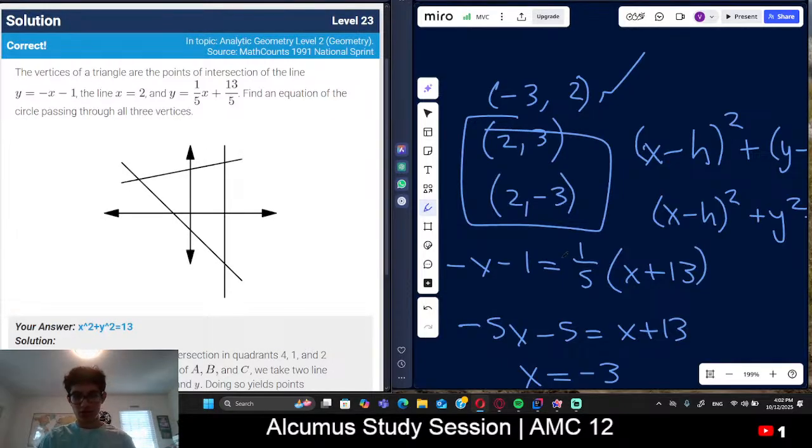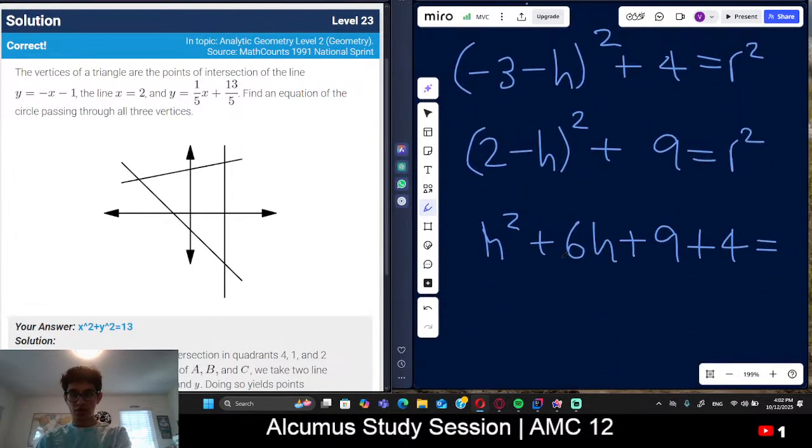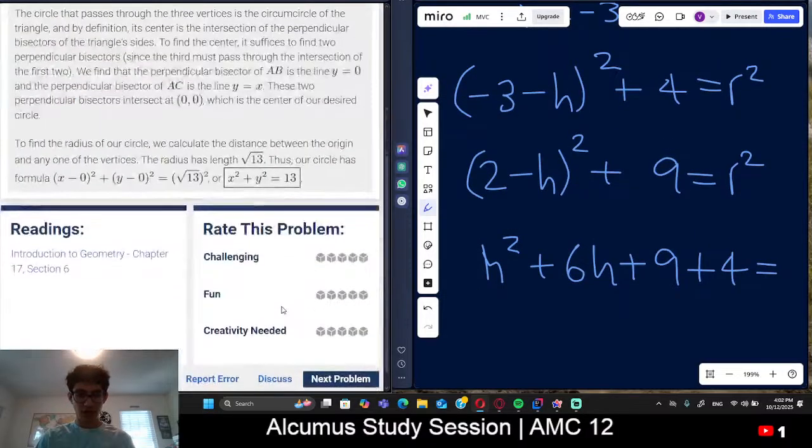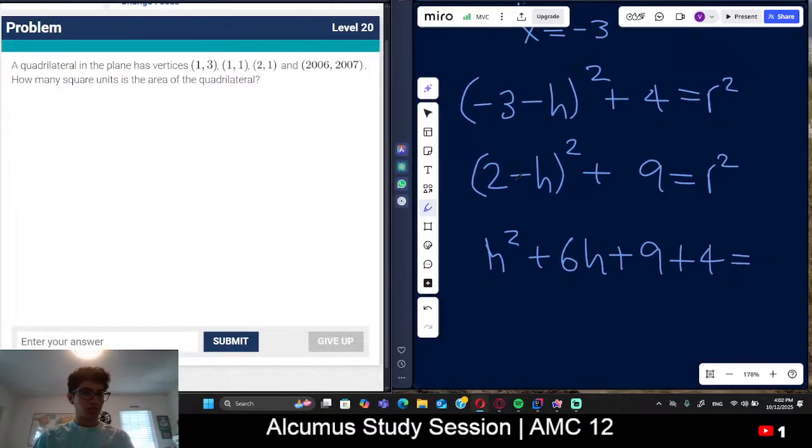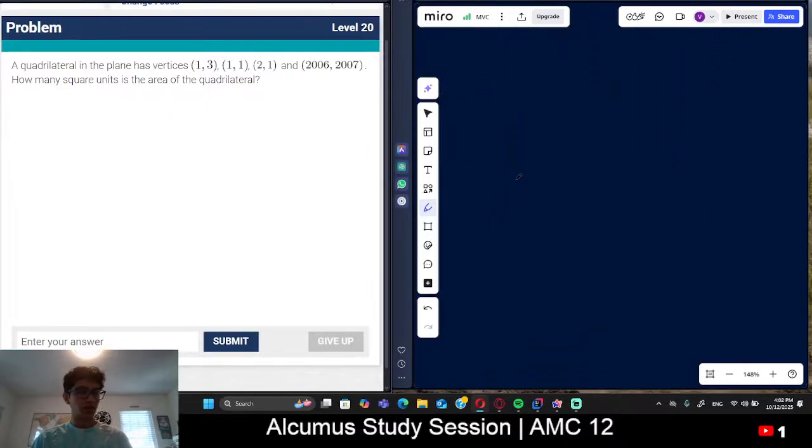Because even from what I was doing, the reason I said this is because when I did a little bit of this in my head, I saw that h should probably end up being 0. So that's good. Okay. How many square units is the area of the quadrilateral? So it's going to be (1, 3), (1, 1), and (2, 1), and then 2006, 2007. So 2006, 2007, like somewhere there.